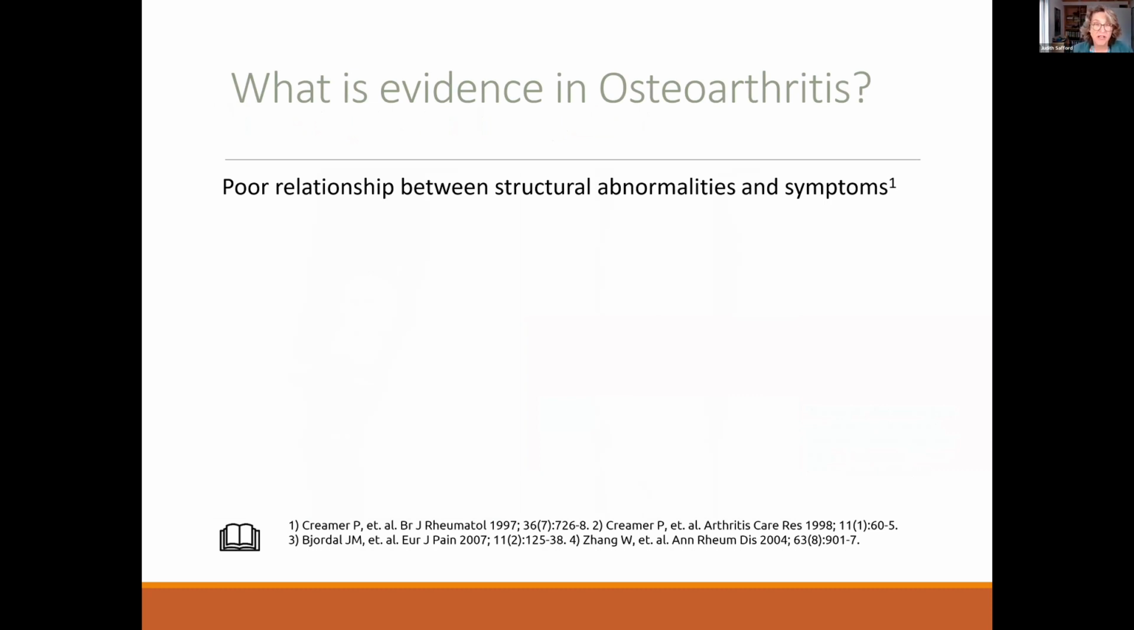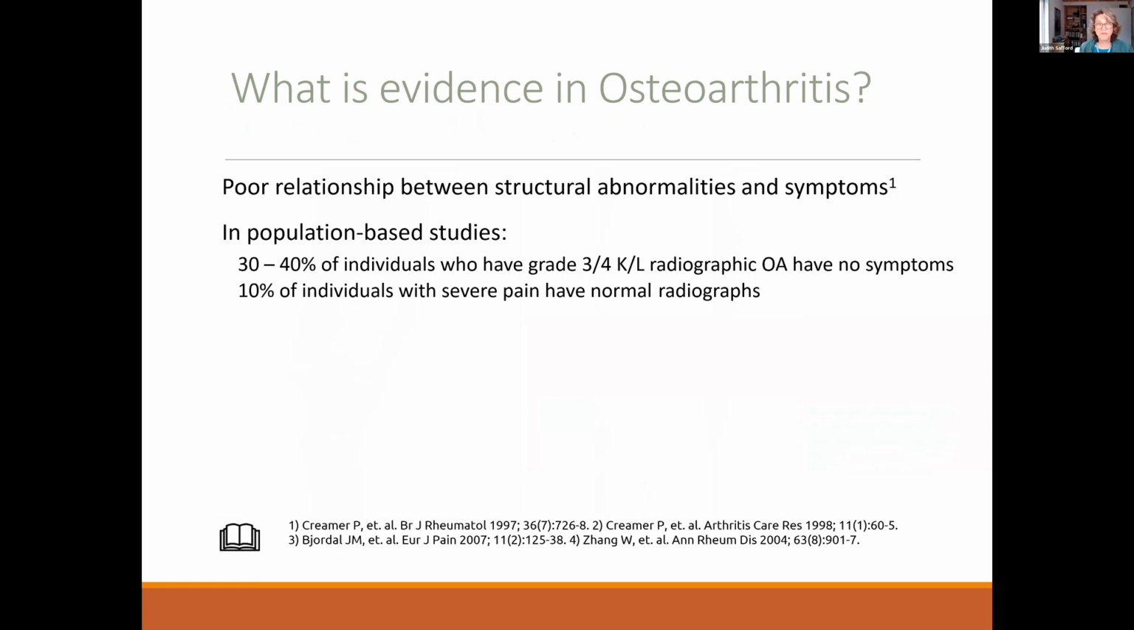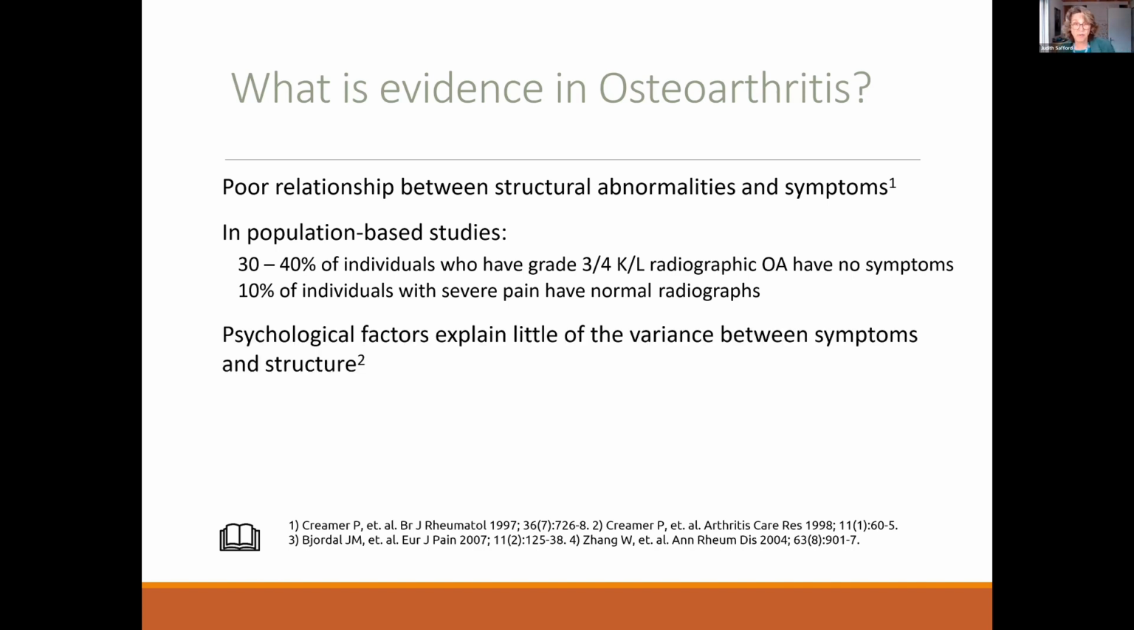And it's been researched, and population-based studies show that 30 to 40% of individuals, which I think is quite extraordinary, who have, according to Kellgren and Lawrence, grade 3 or grade 4 radiographic osteoarthritis have no symptoms. They're fine, if we go into the population. But 10% of individuals with severe pain have a knee like the left-hand one, normal, looks healthy. And this is not explained by psychological factors.